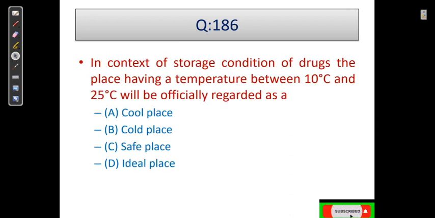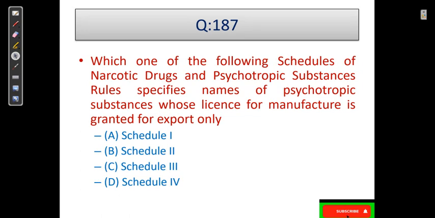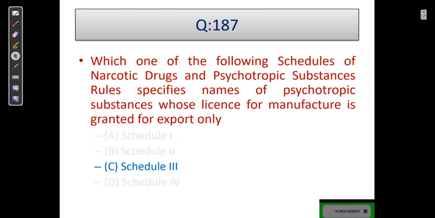In context of storage condition of drugs, the place having a temperature between 10 degrees Celsius and 25 degrees Celsius will be officially regarded as a cool place, cold place, safe place, ideal place. The other two places don't even exist. So we can say it is a cool place. Which one of the following schedules of the Narcotic Drugs and Psychotropic Substances Rules specifies the names of psychotropic substances whose license for manufacture is granted for export only? Schedule 1, Schedule 2, Schedule 3 or Schedule 4? So we can say Schedule 3 is used for the export.